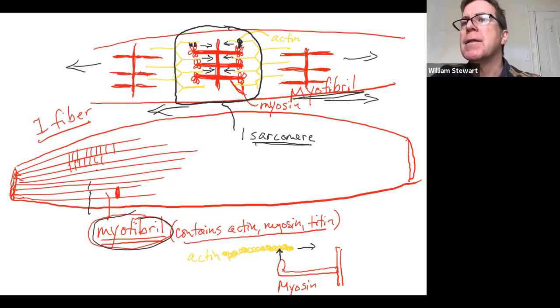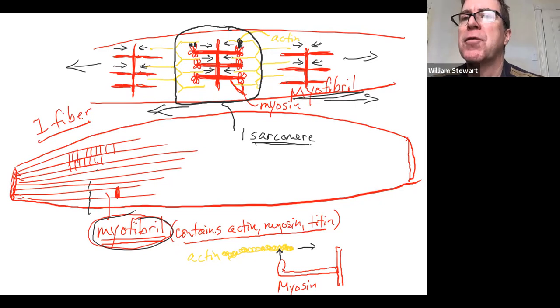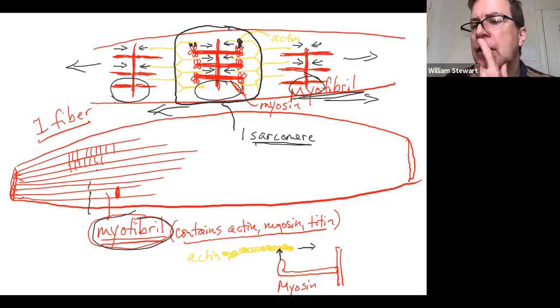So if we do that several times, here, here, here, here, and we do that thousands of times down the entire length of a muscle fiber and therefore muscle, you can see why a muscle would get shorter. We're shrinking this distance thousands of times all the way down the muscle. So that's really the goal, the end of the story of how a muscle contracts in simplified form.